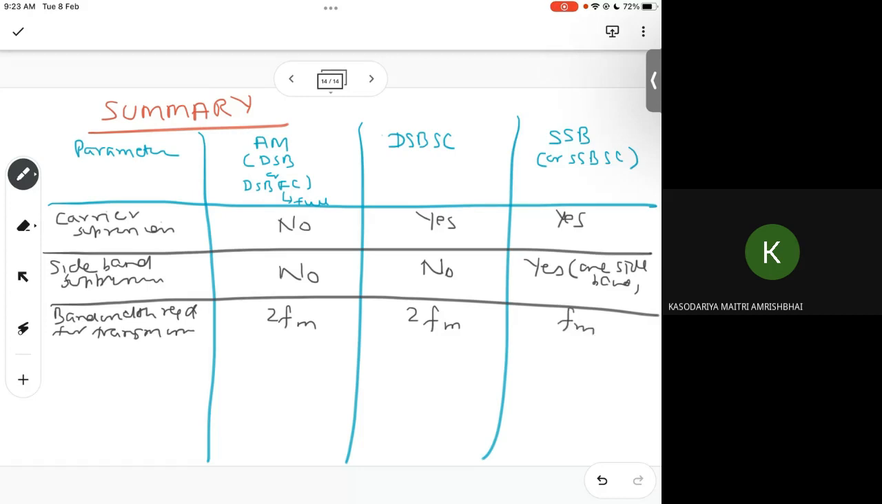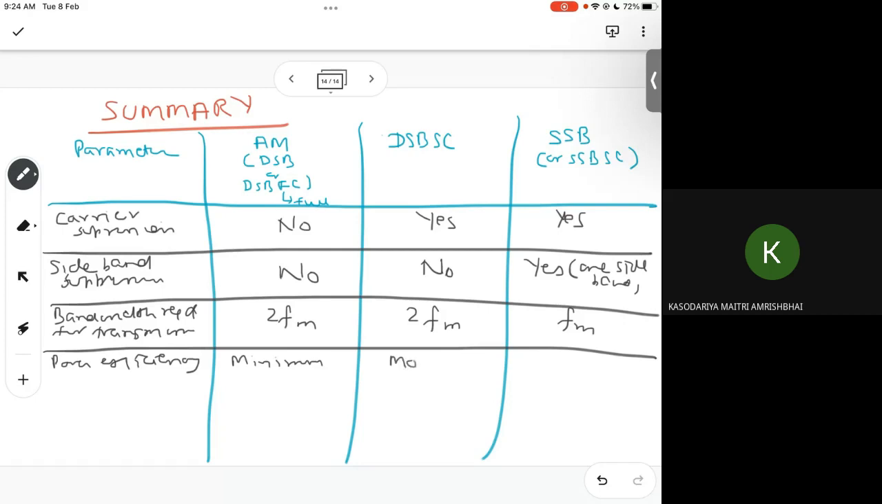And then we talk about power efficiency. It requires minimum. I would say it is moderate. And here it is maximum power efficiency. That means it requires less power to transmit my message. And the other requires more power, most of which is wasted.